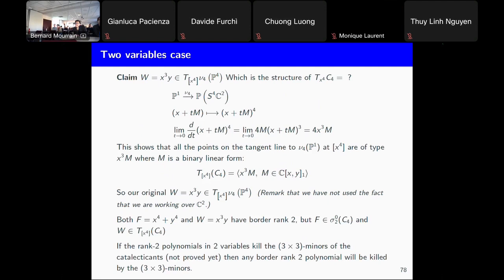Yes, but this is coherent with the fact that our W tensor has border rank 2. It's not just a matter of the fact that all the 3x3 minors of the catalecticant vanish, but it's also in a tangent space of that curve. And clearly, a tangent line is really the limit of a sequence of secant lines. Okay.